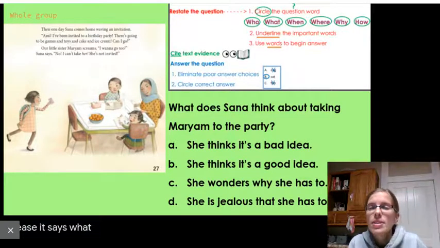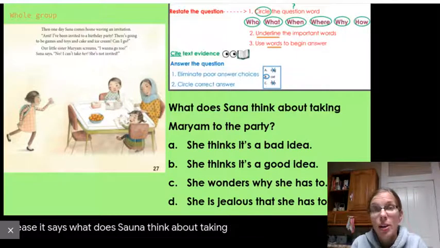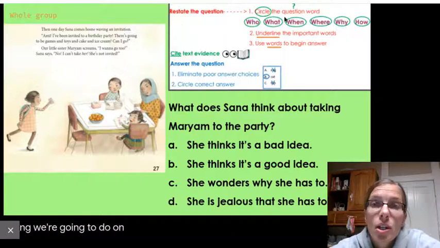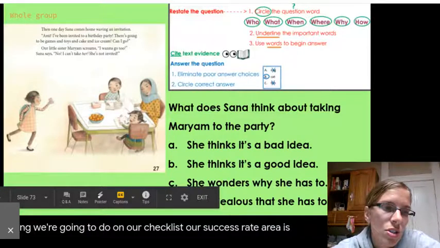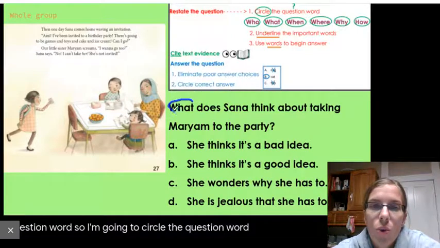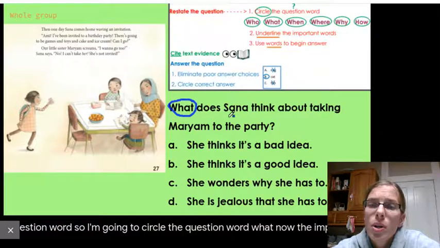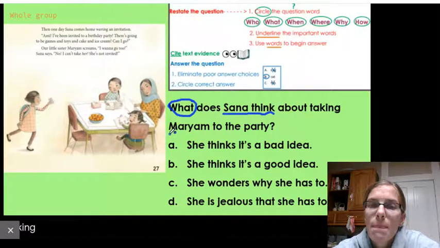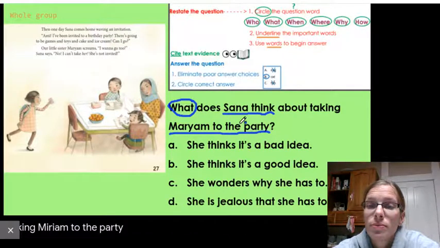All right, let's stop and look at this question, please. It says, what does Sana think about taking Miriam to the party? Okay, first thing we're going to do on our checklist, our success criteria, is to circle the question word. So I'm going to circle the question word, what? Now, the important words in this is what Sana thinks now. So Sana, what does she think about taking Miriam to the party? Okay, so I circled the question word. I underlined the important word.